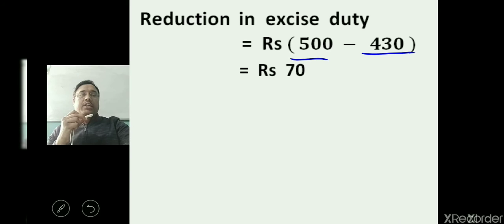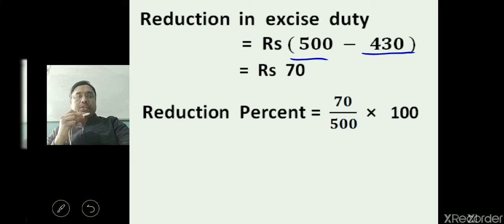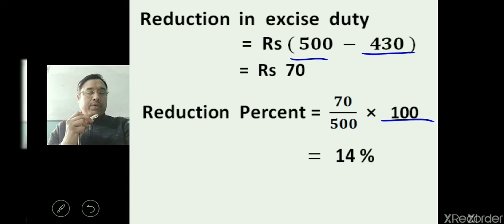Then you will find the reduction percentage. So the reduction percentage equals the reduction by initial. Initially it was 500 and now it is 430. So 70 is the reduction, and initially it was 500, and then you multiply with 100. This way you will get the reduction percent, that is 14%. Okay, so I hope this is quite clear to you.